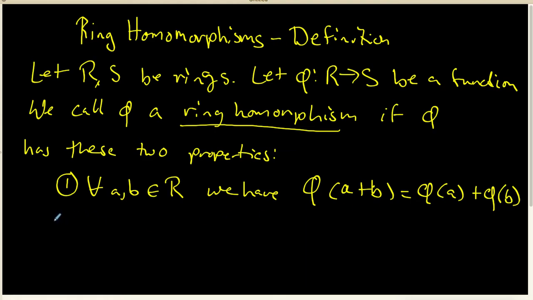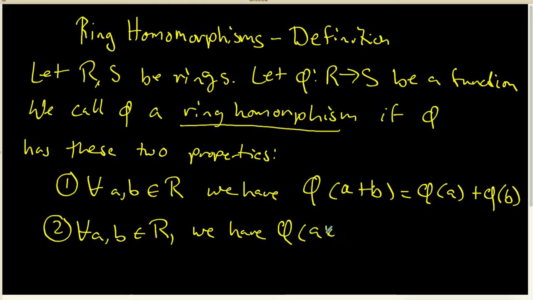And the second property is going to say that for all elements A and B inside R, we have phi of A times B is equal to phi of A times phi of B. Now, if you think back to all of the functions that you've seen in all of the math classes that you've taken, these two properties are kind of new and they're kind of strange.